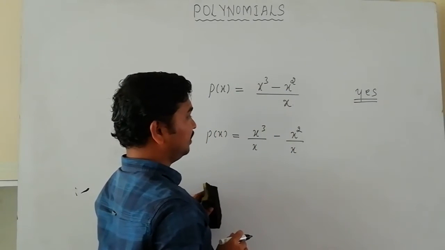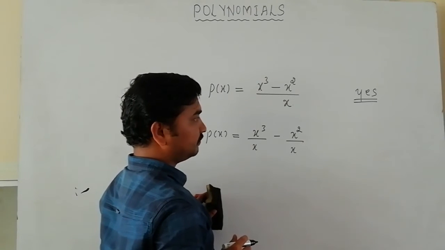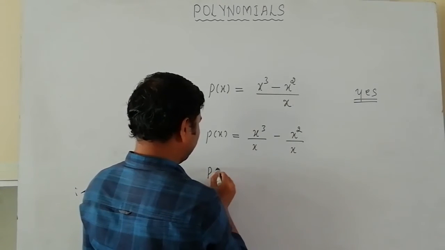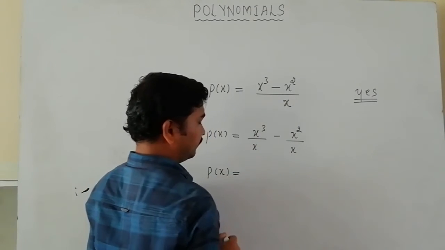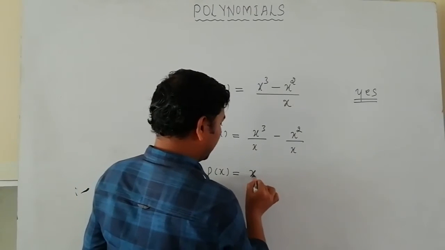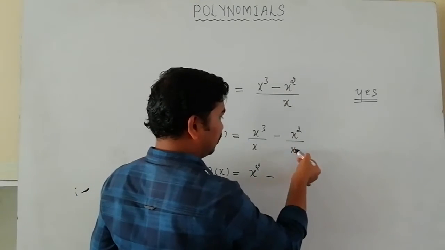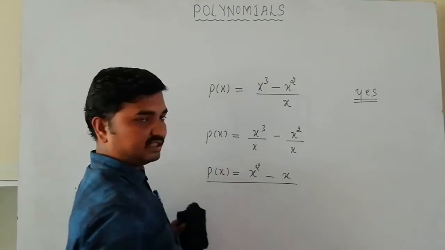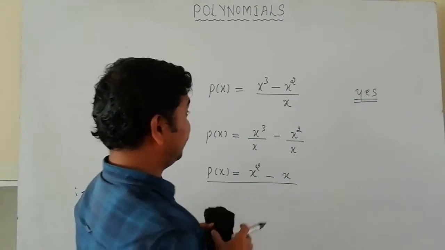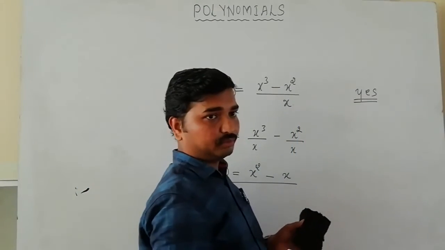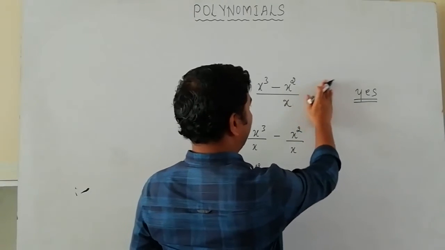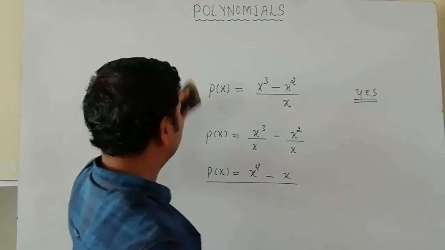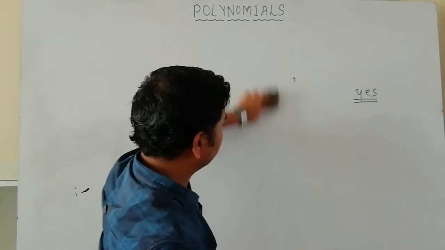Now tell me, is this a polynomial or not? X power 3 divided by x means what? X power 2. And x power 2 divided by x means x. So now look at this. It is a polynomial. If I consider the plus 2, it will become not a polynomial. That's why I made some mistake. I'm going to rub that 2. Just consider this one, it will become a polynomial. So this type of question may also be asked.